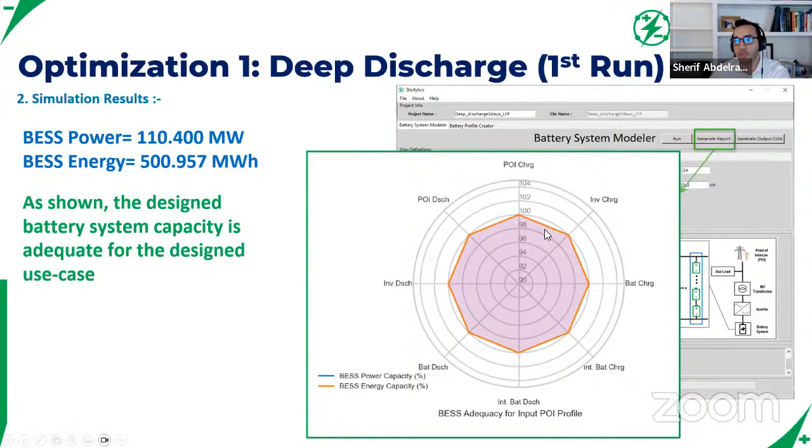What this is telling me right now is that 100% of the charge set points at the point of interconnect was achieved, and at the inverter, the battery, and so on. And for the discharge as well, 100% of the discharge set points were achieved for both power and energy. So long story short, the system sizing is adequate.